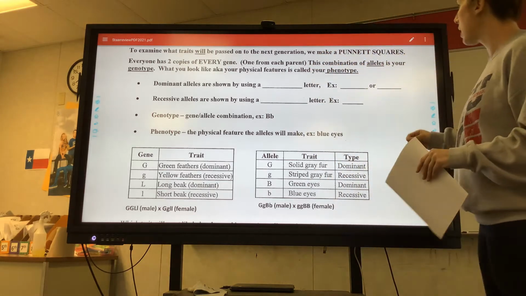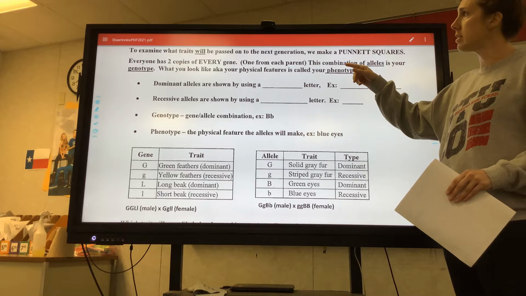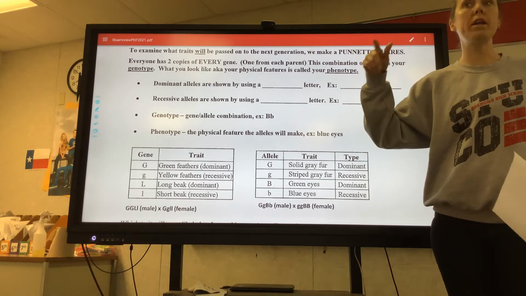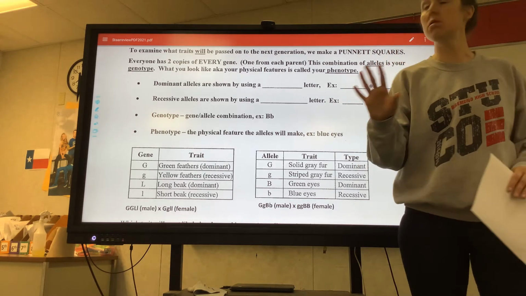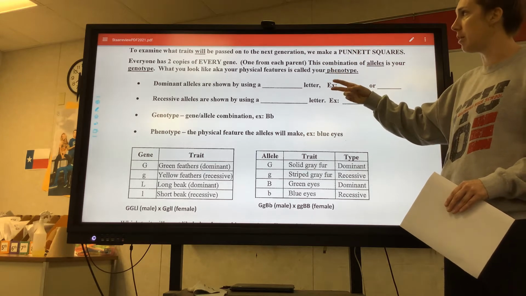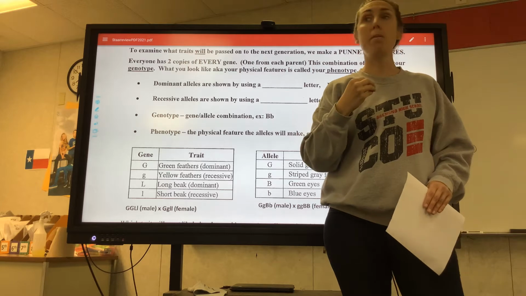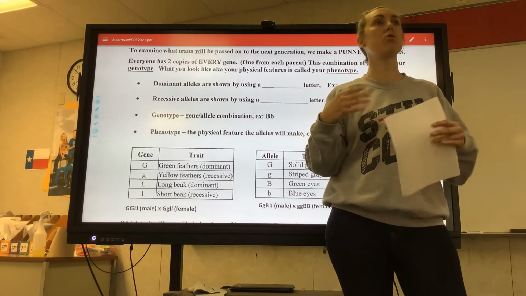So here's what I have up here. To examine what traits will be passed on to the next generation, you need to make a Punnett square. We'll go over Punnett squares because, guys, you probably will need to make a Punnett square for almost all of these. Okay? Everyone has 2 copies for every gene. You get 1 copy from your mom, 1 copy from your dad. And remember, it's a 50-50 which one you get. Everything is random. Genetics is random, okay?